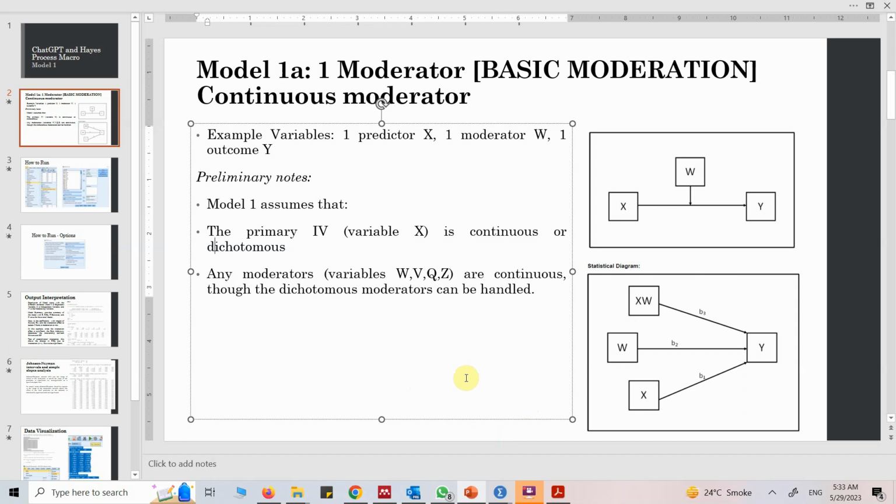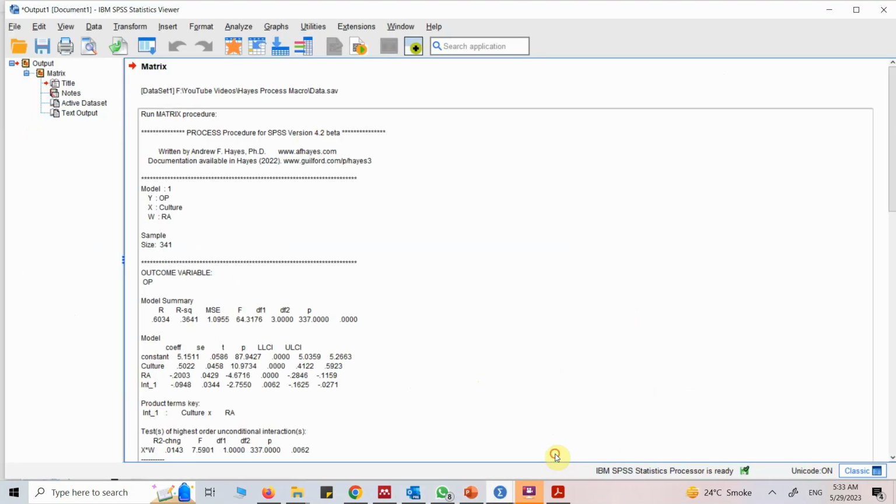Now if you come back here and we will see this model here, let's have a look. Here it is. So your outcome variable is OP. This is the model summary. We are going to look into this, the model, and this is your interaction of the IV and the moderator and its impact on outcome variable. Here is product terms key. So interaction 1 is the interaction of culture into RA.